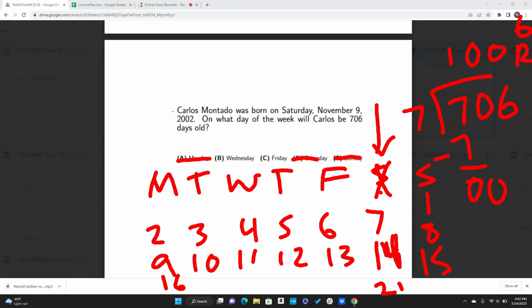Wednesday, our next option choice, he'll be 4 days older than a multiple of 7. 4 is 4 more than 0, 11 is 4 more than 7, same like that. So Wednesday isn't it either. It's only on Friday when Carlos is 6 more than a multiple of 7. So we can see here the 6, the 13, after that the 20. He's always 6 days older than a multiple of 7 on Friday.